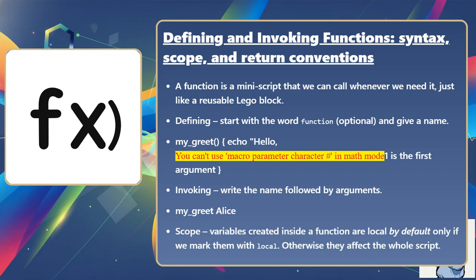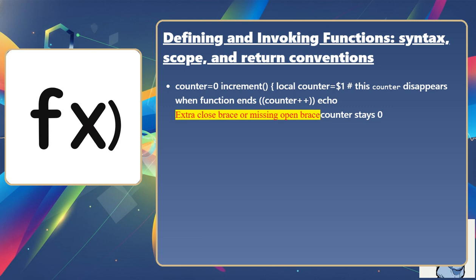Scope: variables created inside a function are local only if we mark them with local. Otherwise, they affect the whole script. Set counter equal to 0. Define a function increment that creates a local variable counter set to the first argument, increments counter and echoes the counter. Call increment with 5, it prints 6 while the outer counter remains 0.